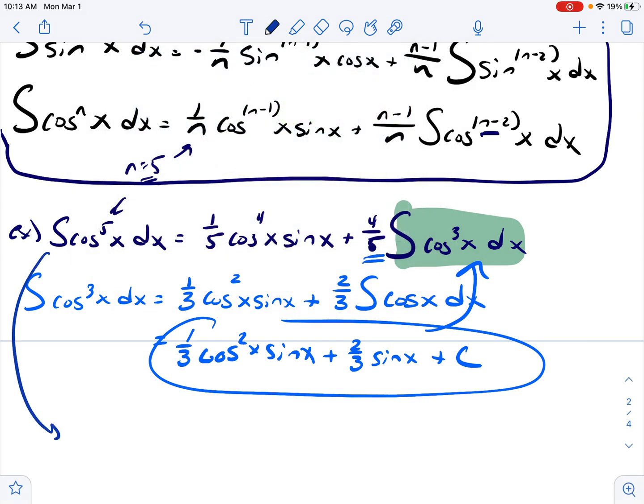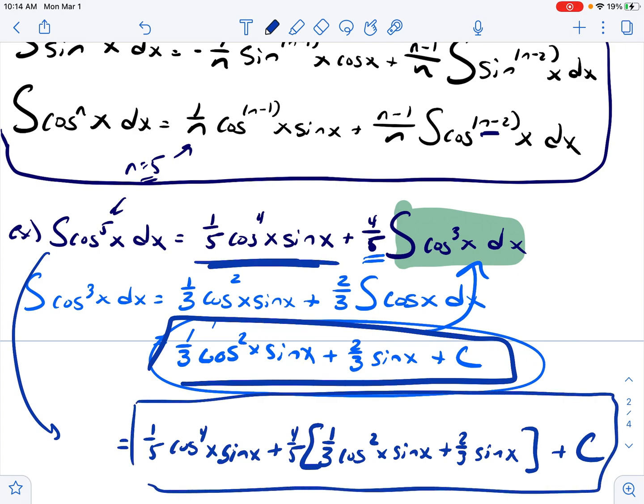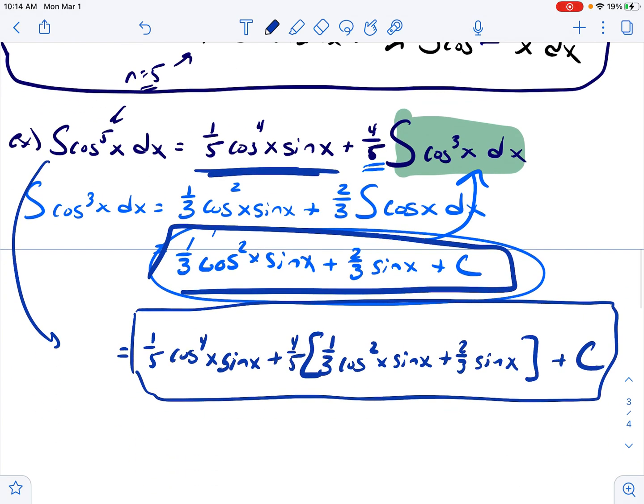So at the end of the day, our integral of cosine to the fifth is going to be all this: 1/5 cosine to the fourth x sine x plus 4/5 times this thing that we just figured out, 1/3 cosine squared x sine x plus 2/3 sine x, close that up, plus C at the end of the day. And you don't need to distribute or clean that up, leave it just like it is.